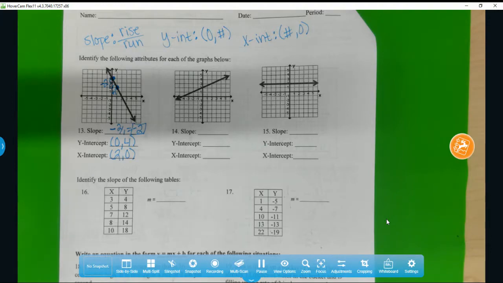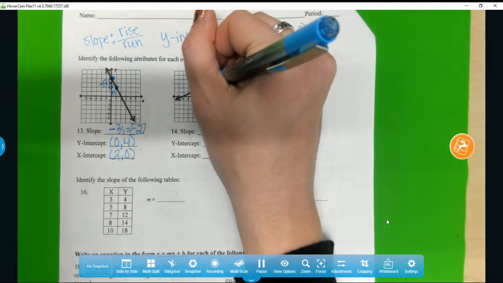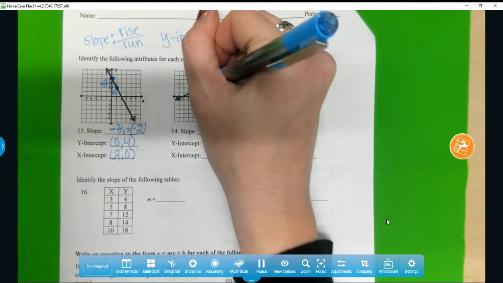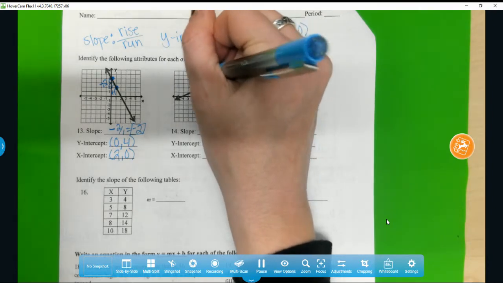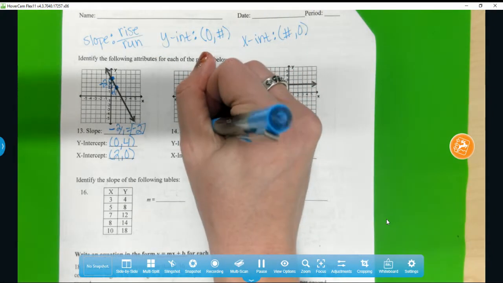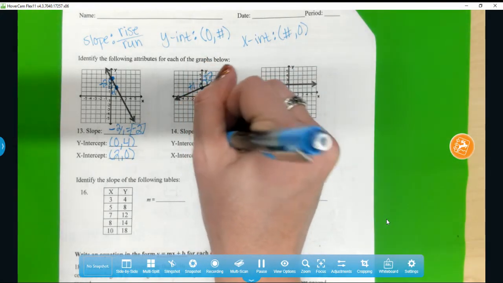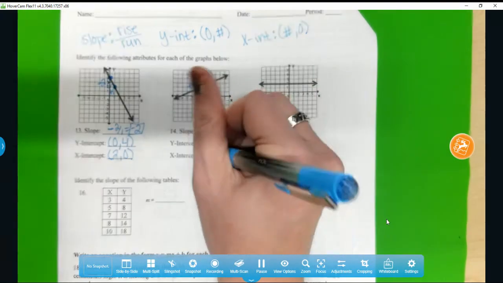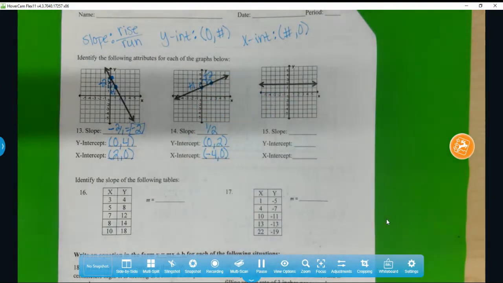Okay, on the next one, our slope will be positive. So we're going to pick our 2 points. I'm going to go up 1, so plus 1, to the right 2, so plus 2, so 1/2 is our slope. Our y-intercept is (0, 2), and our x-intercept is (-4, 0).